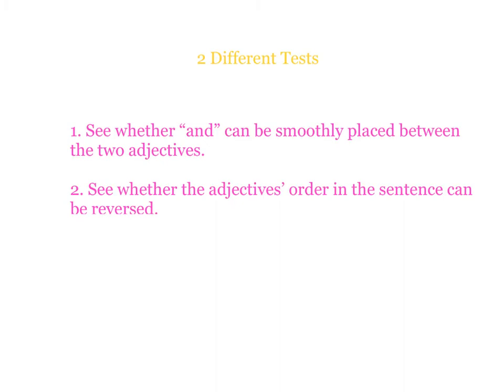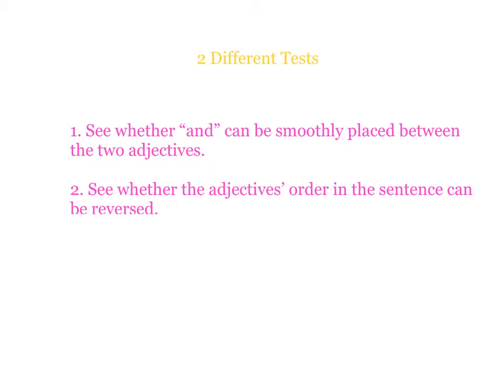Okay, so how do we know whether or not to use a comma when we have coordinate adjectives? There are two different tests for this process. The first one is to see whether the word and can be smoothly placed between the two adjectives. If you can place the word and in between the two adjectives and the sentence still makes sense, you would use a comma. The second test is to see whether the adjectives' order in the sentence can be reversed, meaning switch around the adjectives. Does the sentence still make sense? If so, use a comma. If not, don't use a comma.